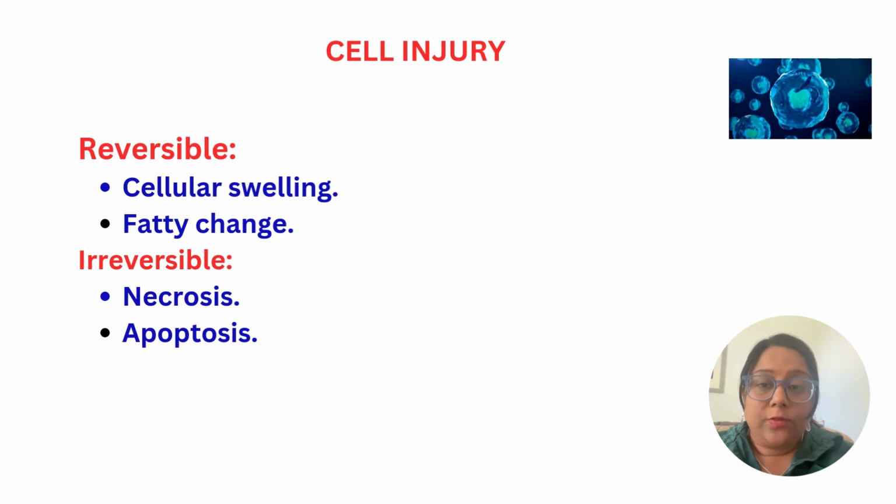The cell injury is of two types, reversible and irreversible. When there is reversible cell injury, the cell can swell and show fatty change. When there is irreversible cell injury, the cell can undergo necrosis or apoptosis.